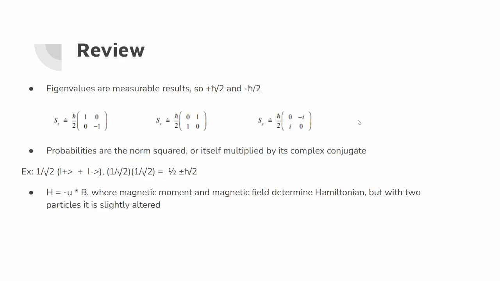All right, so first the review. We know that eigenvalues are measurable results, so either plus h bar over 2 or minus h bar over 2. And we can also get those from our spin operators below.